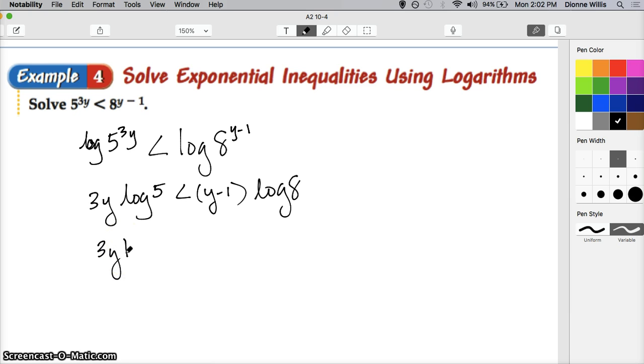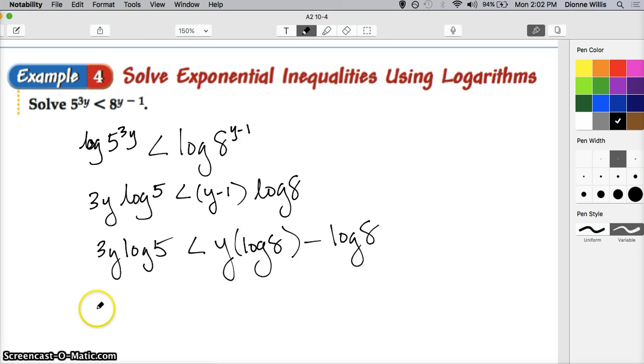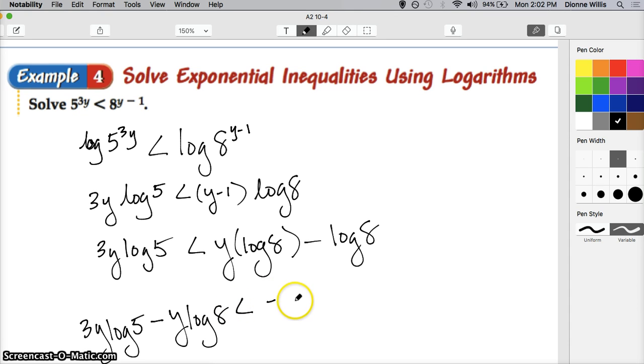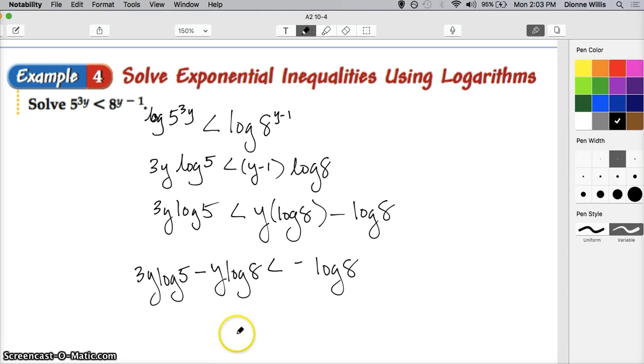So 3y times the common log of 5 is equal to y times the common log of 8 minus the common log of 8. And then if I bring this all over to the other side, I get 3y log of 5 minus y times the common log of 8, and that's going to be less than minus the log of 8. Let's see if I can straighten this out. Okay, that's a little better.